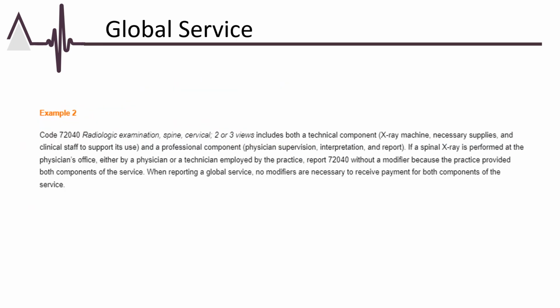A global service includes both professional and technical components of a single service. It is identified by reporting the eligible code without modifier 26 or TC. In such cases, the provider is reimbursed for the equipment, supplies, and technical support, as well as the interpretation of the results and the report. When reporting a global service, no modifiers are necessary to receive payment for both components of the service.